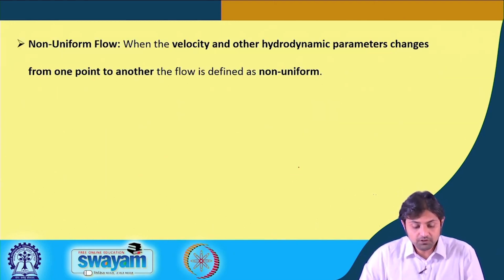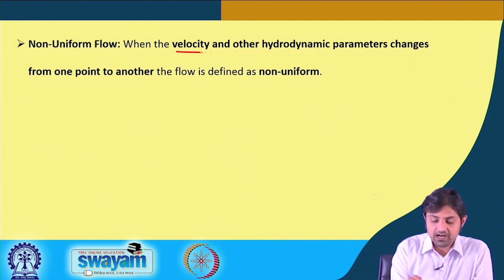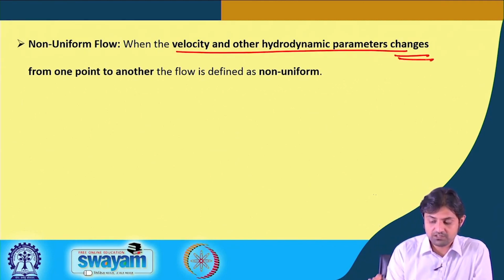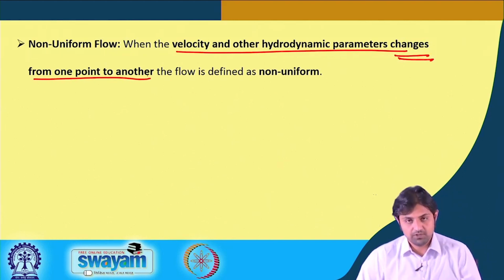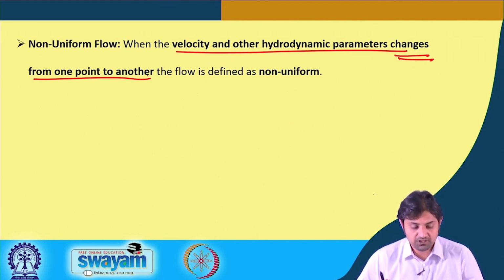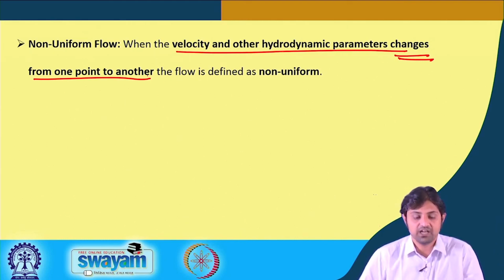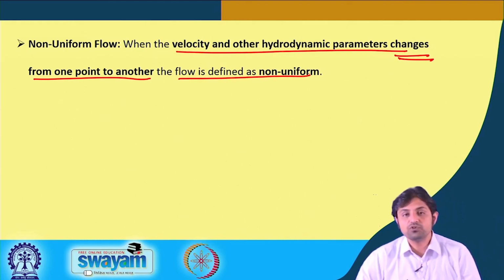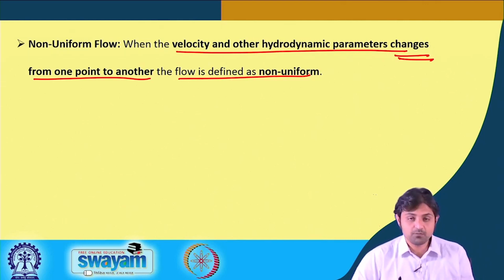Now, non-uniform flow, when the velocity and other hydrodynamic parameters change from one point to the other, it's the exact opposite of uniform flow. So, the properties in uniform flow were not dependent on the position of the particle with respect to the space, but in non-uniform flow, they will change from one point to the other, and such flows are called non-uniform flows. These are some of the terms that we would be encountering again when we start doing the open channel flow, for example. That is why it is important to go through it once again.